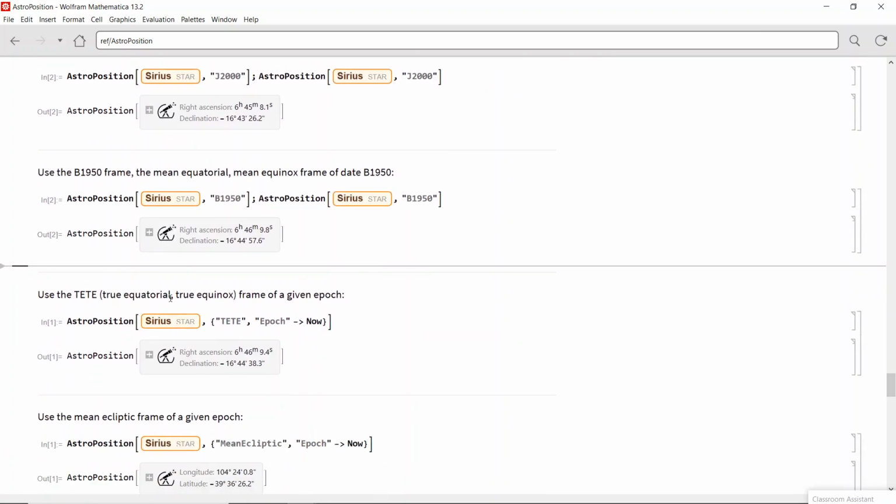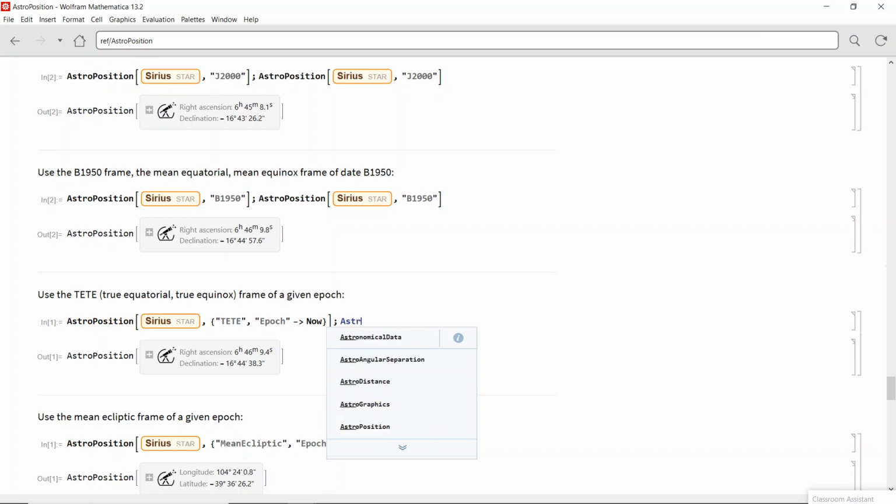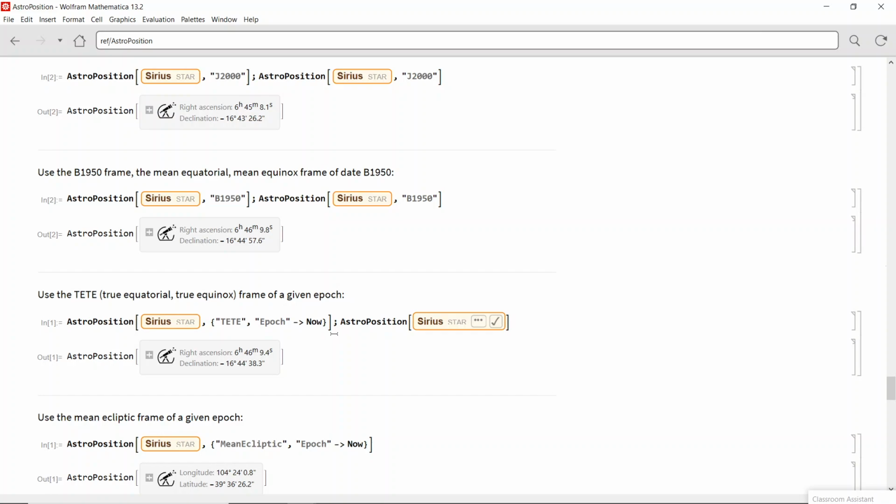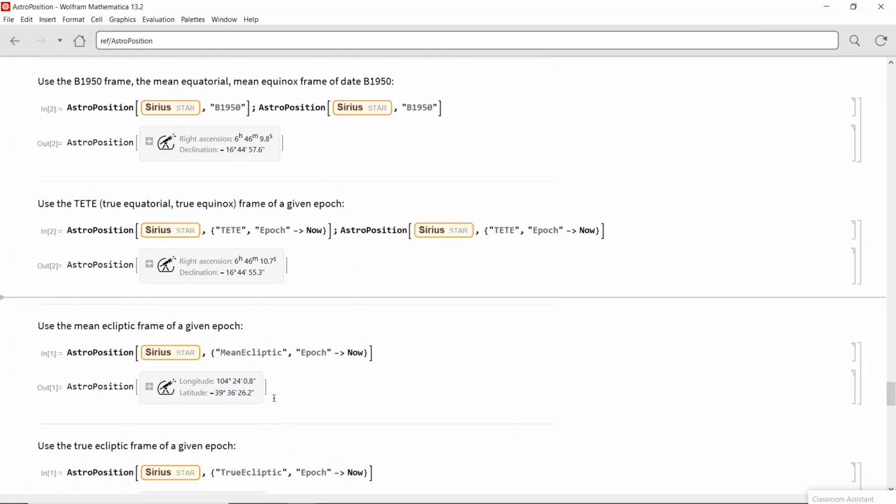Use the TETE, true equatorial, true equinox frame of a given epoch. AstroPosition Sirius, TETE, epoch now, 6 hours 46 minutes 10.7 seconds, -16 degrees 44 minutes 55.3 seconds. Use the mean ecliptic frame of a given epoch.